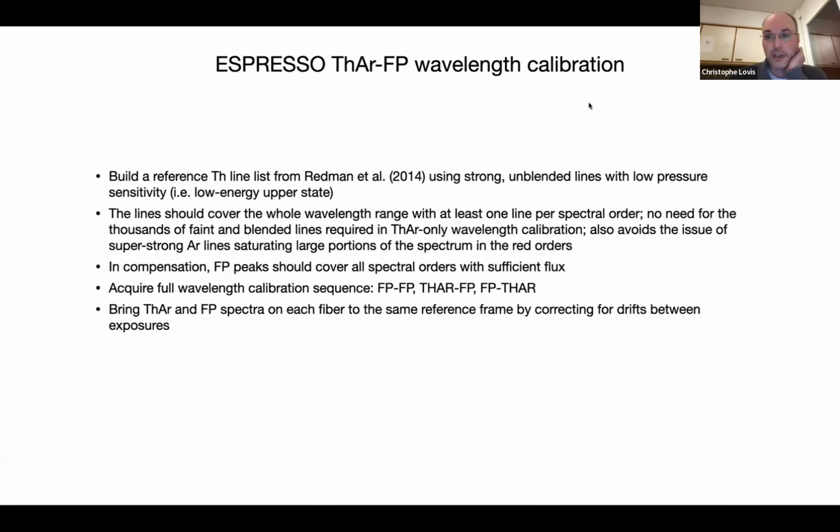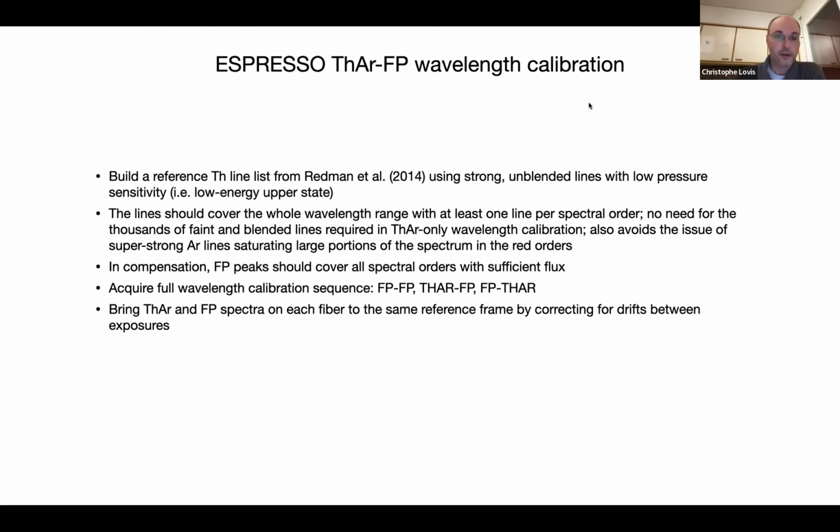It also avoids issues with the super strong argon lines that are saturating large portions of the spectrum in the red orders of ESPRESSO. So it is enough to have just one valid line per spectral order to carry out this procedure. Of course, in compensation, it is the FP peaks that have to cover all the spectral orders with sufficient flux, because we are going to need them to fit the wavelength solutions everywhere.